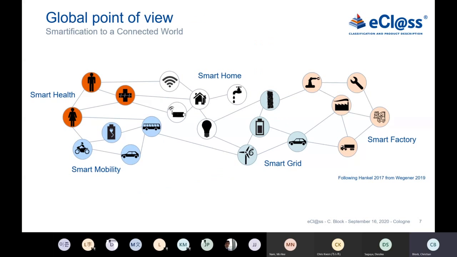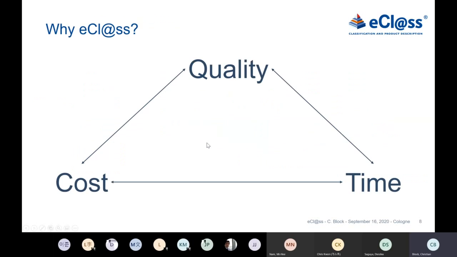But where we want to go in the future, let me make this more global. We're talking about the smartification of a connected world. So we have smart health, smart mobility, smart home, smart grid, and where we want to focus right now is the smart factory. So the problem is growing. Many more assets want to connect to a network, and maybe the smart factory wants to communicate with the products which were produced in the past, and with the smart grid, and maybe these products are connected in a smart home, and so on. So we have a really connected world.